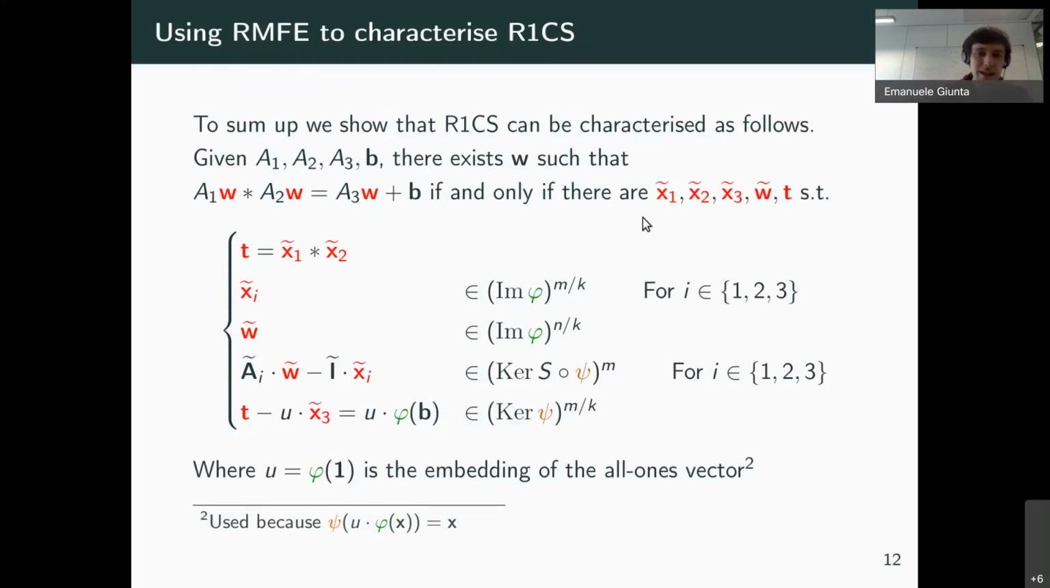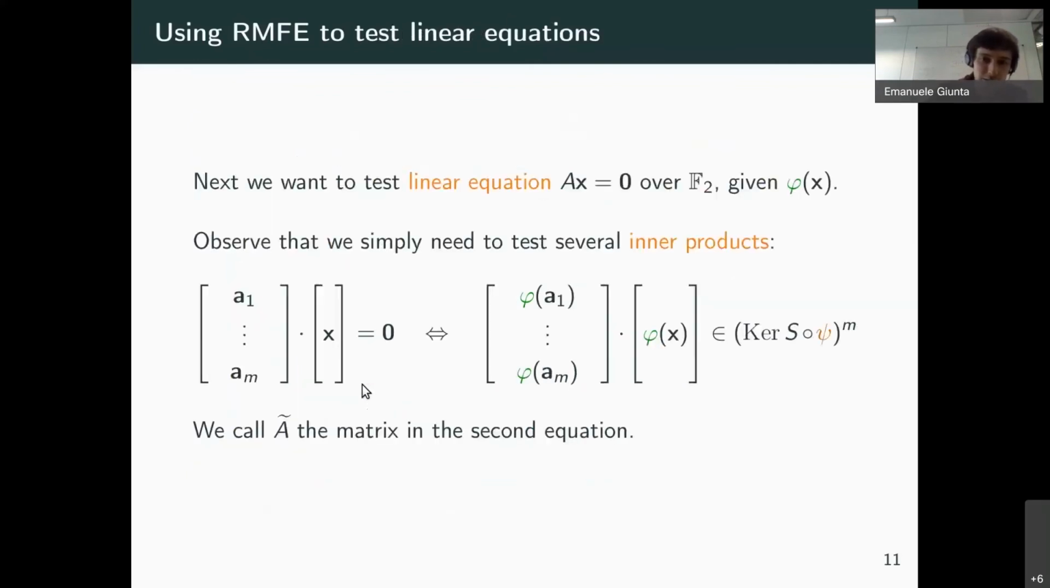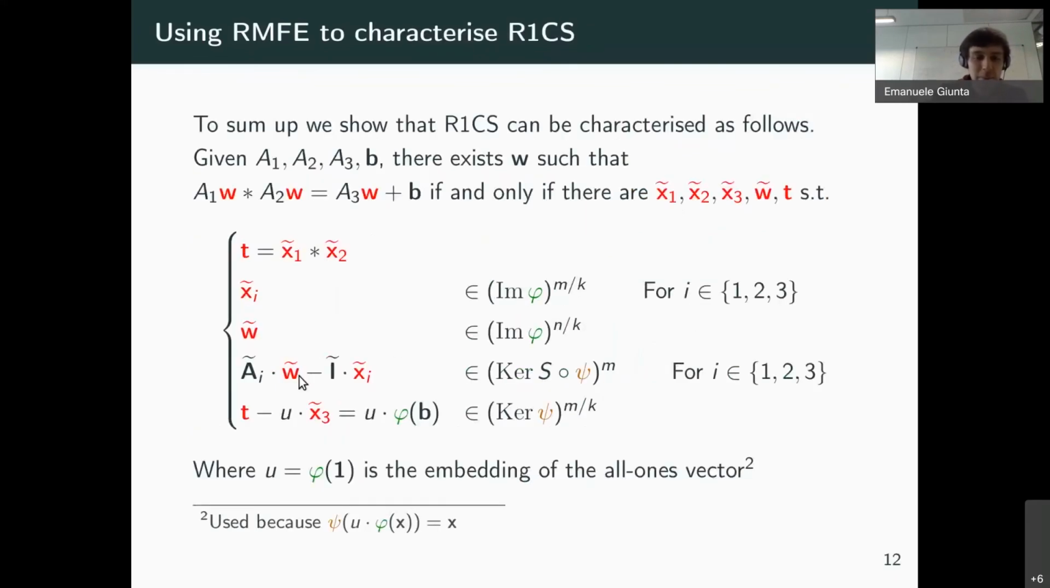We can encode these elements, X and Y, using our embedding phi. Encoding our elements results in new vectors X1 tilde, X2 tilde, X3 tilde, and W tilde. And what we want to show is that these encodings lie in the image of phi. Essentially, those vectors that we are producing were embedded correctly. The second to last constraint is what I've shown before, this kind of constraint embedded using the RMFE. So this is equivalent to showing that AI times W is equal to X.